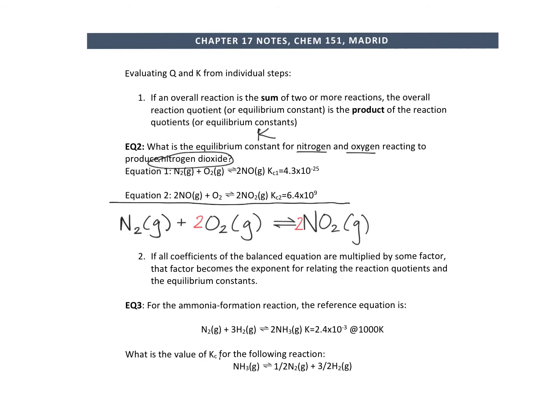add them together, put a little plus sign there, they give me this equation right here. Nitrogen gas, 2O2, and then 2NO2. So the question is, how can I use these Ks right here, these equilibrium constants with respect to concentration, that's that little C at the bottom, how can I use those to get the equilibrium constant for this overall reaction? So we'll say Kc overall.